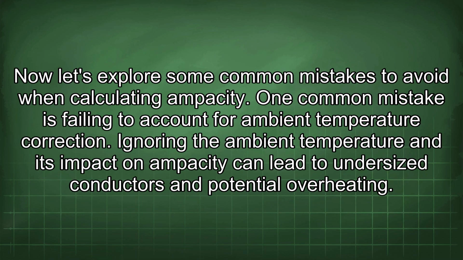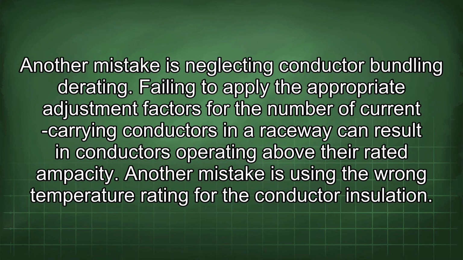Now let's explore some common mistakes to avoid when calculating ampacity. One common mistake is failing to account for ambient temperature correction. Ignoring the ambient temperature and its impact on ampacity can lead to undersized conductors and potential overheating. Another mistake is neglecting conductor bundling derating. Failing to apply the appropriate adjustment factors for the number of current carrying conductors in a raceway can result in conductors operating above their rated ampacity.